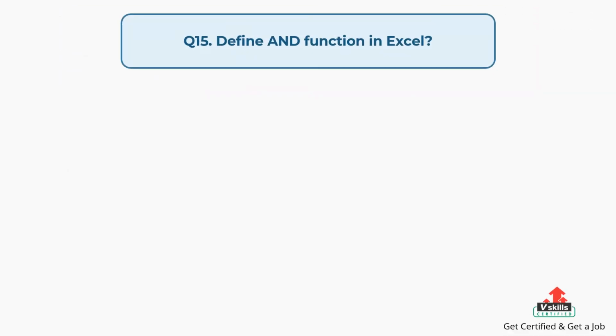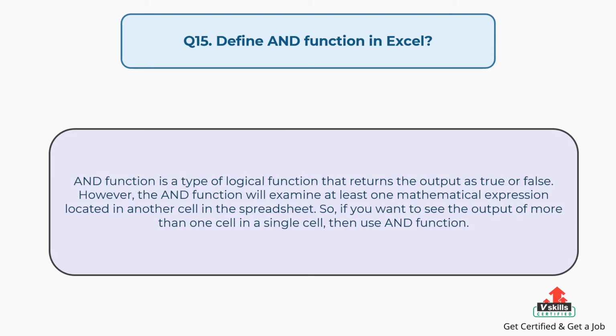Question number 15. Define an IF function in Excel? The answer is: an IF function is a type of logical function that returns the output as true or false. However, the IF function will examine at least one mathematical expression located in another cell in the spreadsheet. So, if you want to see the output of more than one cell in a single cell, then use the IF function.